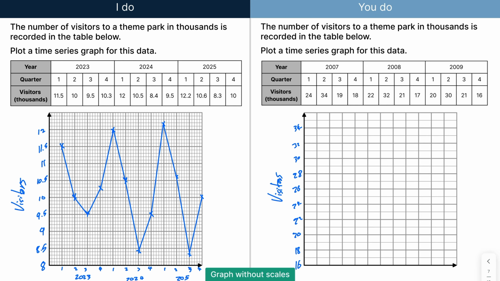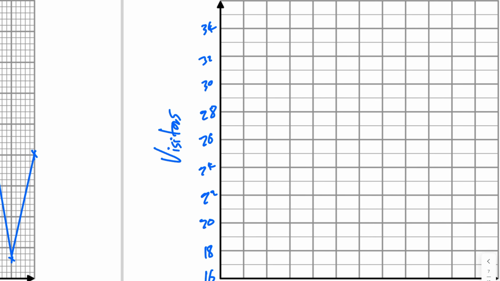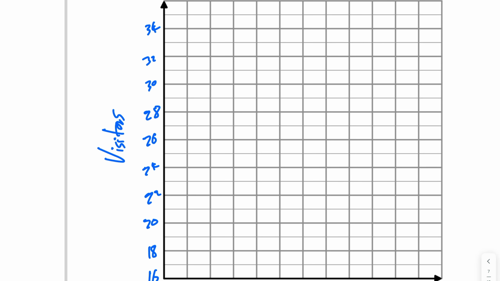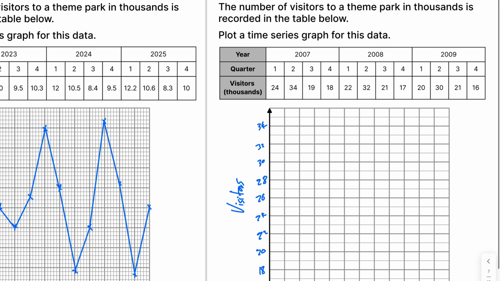So that's that done. And then on the bottom, we have the courses. So that would be 1, 2, 3, 4. So that's for 2007. We have 1, 2, 3, 4. That's for 2008. And then we have 1, 2, 3, 4. And that's for 2009. And now it's just a case of plotting that data. So we have 1 and 24. We have 2 and 34. We have 3 and 19. We have 4 and 18.